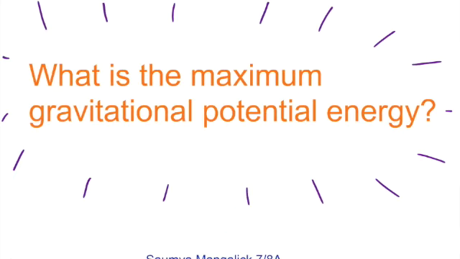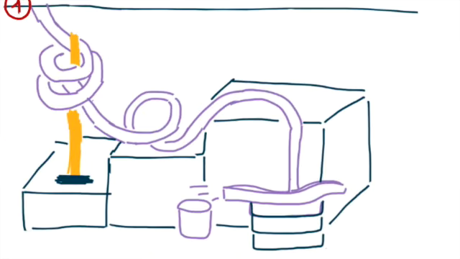Hello! I'm Saumya, and today I'm going to answer the question, what is the maximum gravitational potential energy of our roller coaster? So first of all, here is a very nice drawing of our roller coaster. Now, potential energy is at its highest when it is the furthest from the ground. And the highest point of our roller coaster is at the very beginning, right here. So we will be finding the potential energy of the marble at this beginning point.